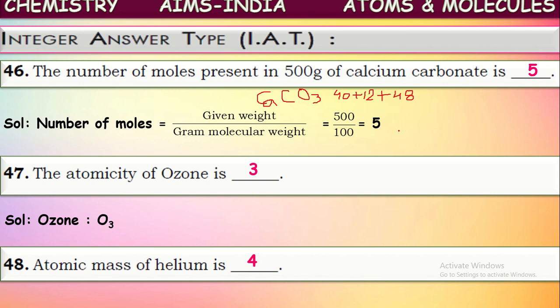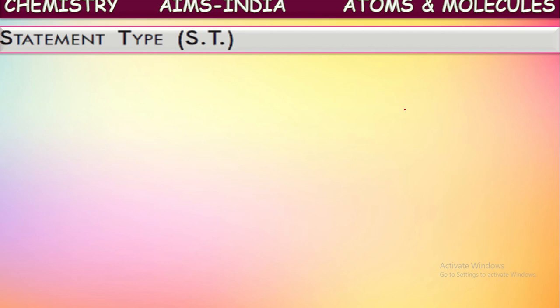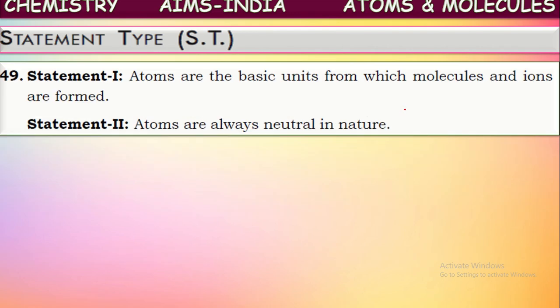What is the atomic mass of helium? 4. Because its nucleus has 2 protons and 2 neutrons. Mass is because of those two, and the mass of each particle is 1 unit. As there are 4 particles, the total mass becomes 4 units, and hence the atomic mass is 4. Next, statement type questions. See the first question among this. Atoms are the basic units from which molecules and ions are formed.